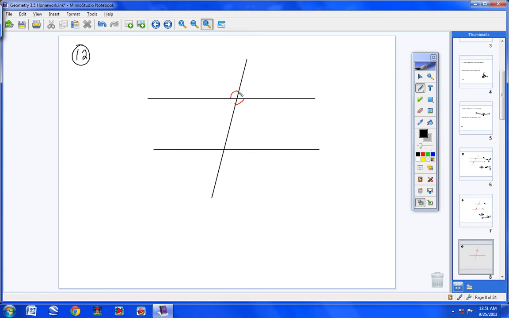All right, number 12. Now, I'm glad that this angle here is congruent with this angle here. But that tells me nothing about these angles down here. Think about it. This line here could be totally shifted like that. And did these two angles change? No. This angle here is still congruent to this angle here. But this line here is definitely not parallel to this line right here.